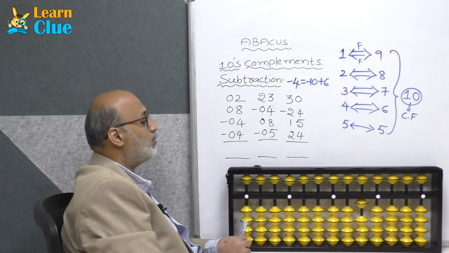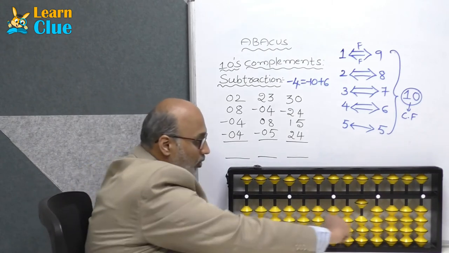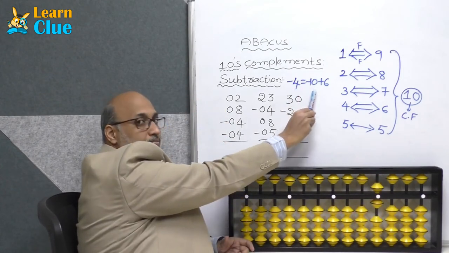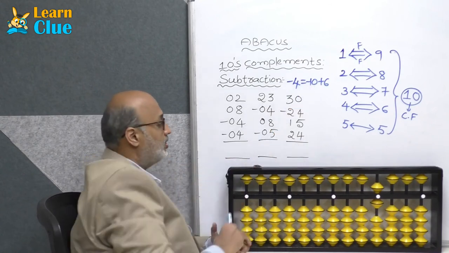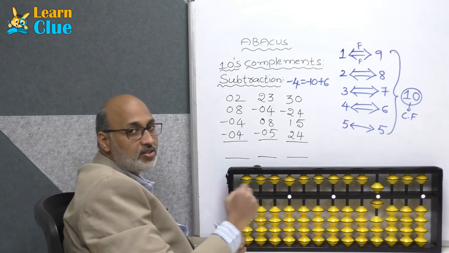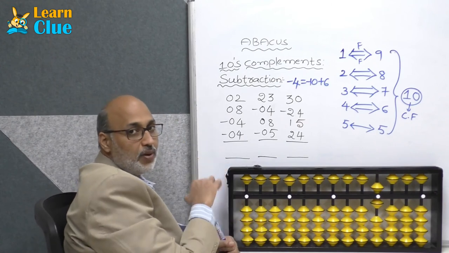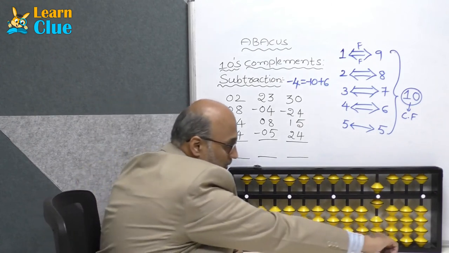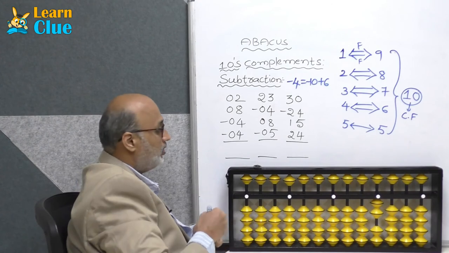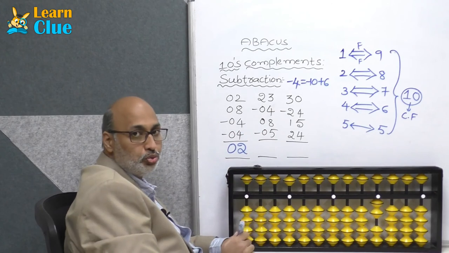Okay, now they are asking minus 4. Who is the friend of 4? 6, exactly. So minus 10 plus 6, minus 4 is nothing but minus 10 plus 6. Now again they are asking minus 4. How to do minus 4? Think in 5's complements. Is it possible or not? Yes, in 5's complements, minus 4 is nothing but plus 1 minus 5. Now tell me what is the answer? Answer is 2.